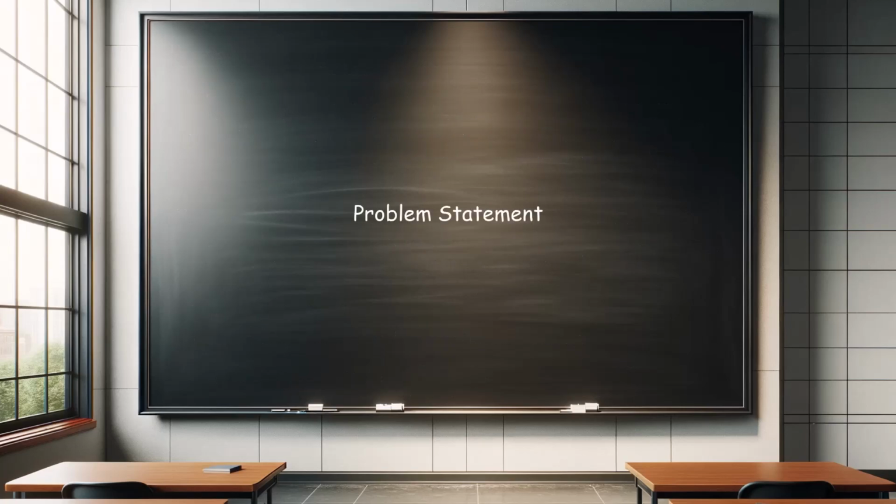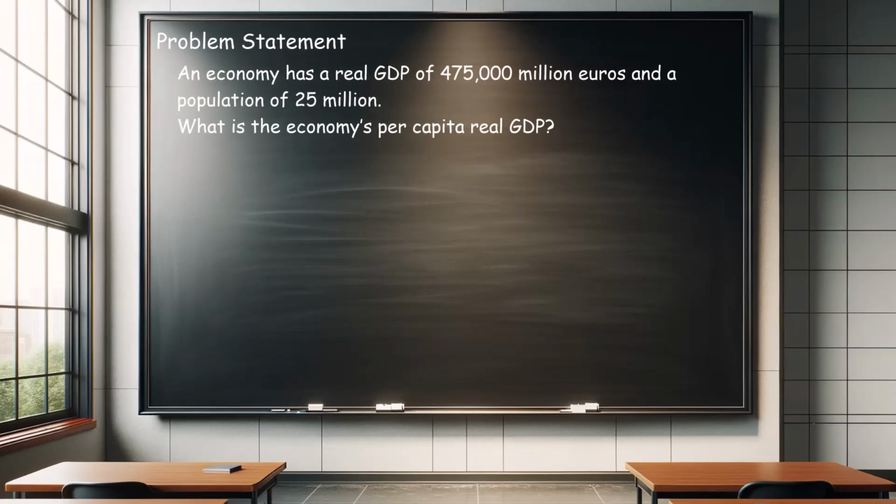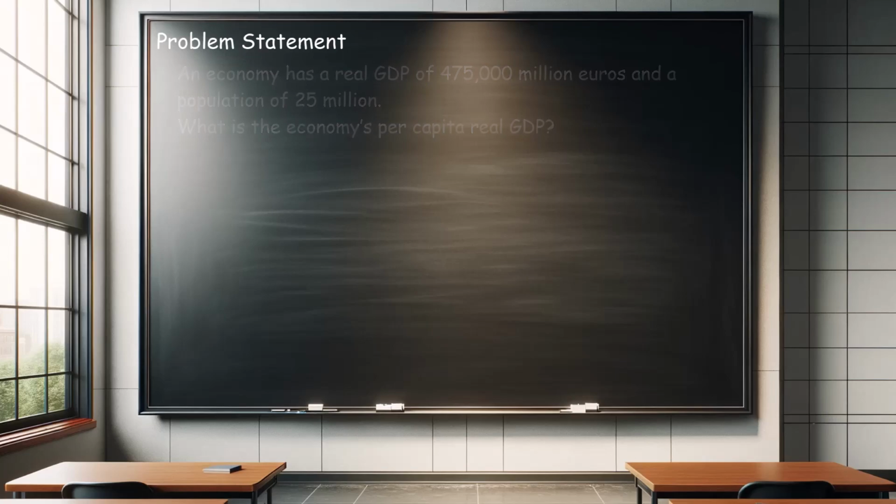Let's start by looking at a problem statement. An economy has a real GDP of 475,000 million euros and a population of 25 million. What is the economy's per capita real GDP?